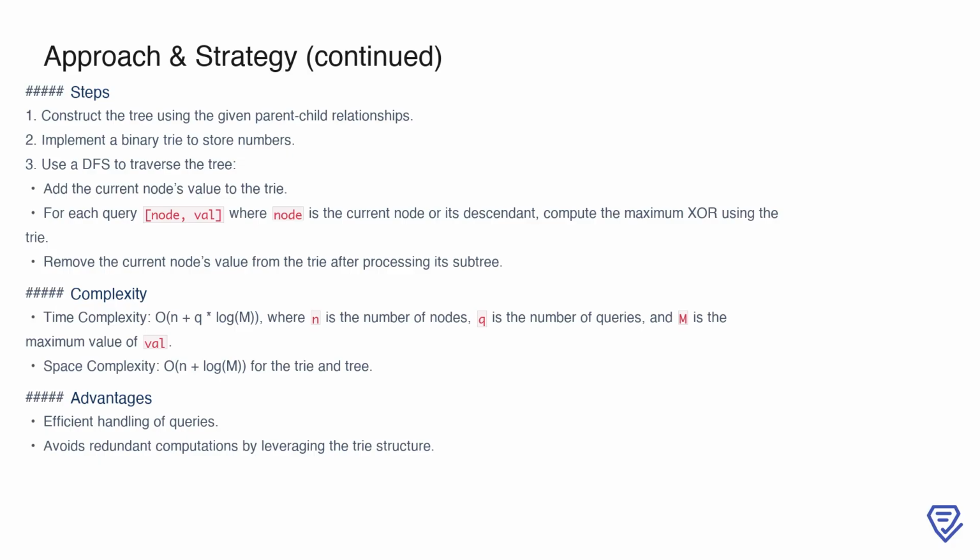The time complexity of this approach is O((n + q) * log m), where n is the number of nodes, q is the number of queries, and m is the maximum value of val. This is significantly better than the brute force method, especially for larger inputs. The space complexity is also efficient, requiring O(n + log m) to store the tree in the tree. By leveraging the tree, we avoid redundant computations and achieve faster query processing.